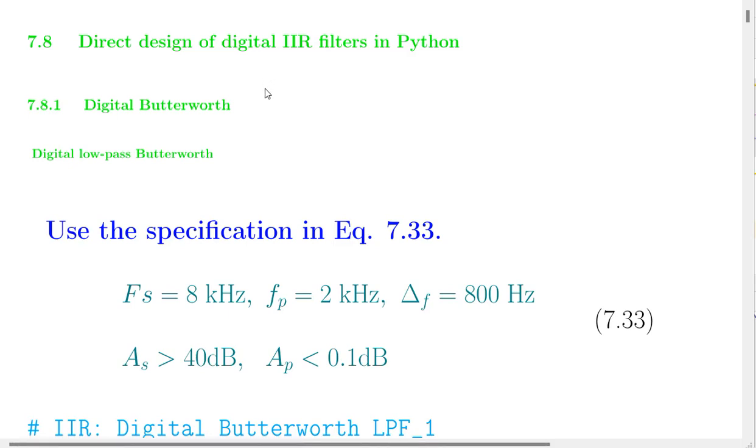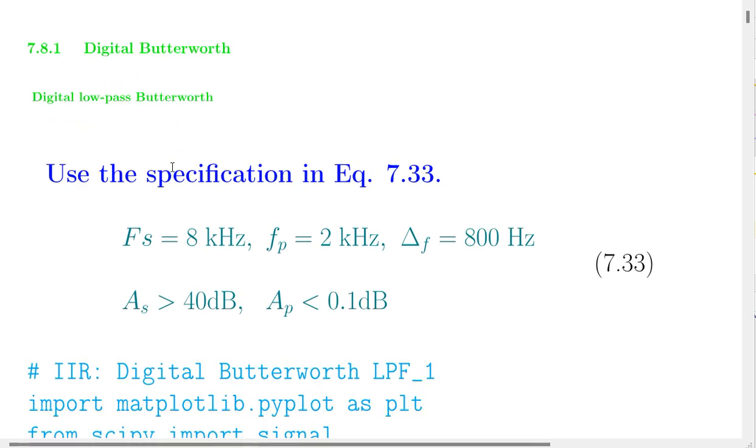Okay, in the previous part, we learned how to convert an analog filter into a digital equivalent system using BZT. Now we just want to use direct design of digital IIR filters in Python. Now, digital Butterworth. The first topic is related to the digital low-pass Butterworth. Use the specification in equation 7.33.